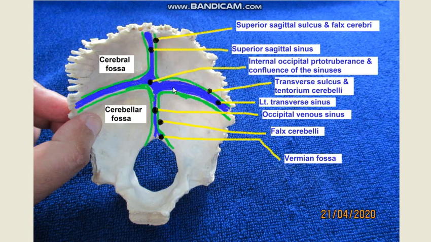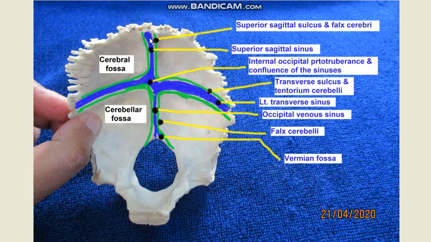Now this transverse groove is for the right and left transverse sinuses. The margins of the groove give attachment to another dural fold, which is called the tentorium cerebelli, and the margins split to lodge the transverse sinuses.